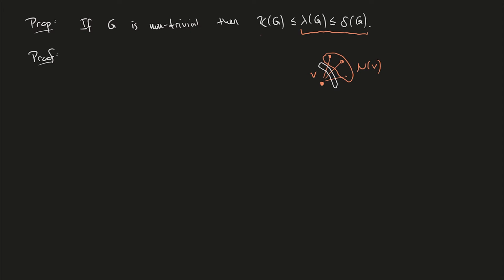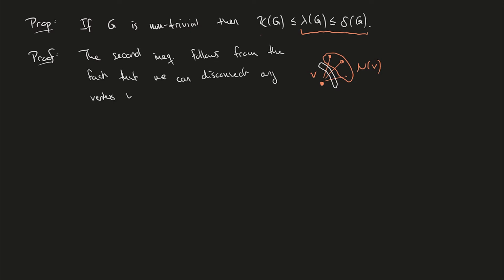And this shows that the edge connectivity of G is less than or equal to the minimum degree delta G. Let's write that down. The second inequality follows from the fact that we can disconnect any vertex by deleting its incident edges.